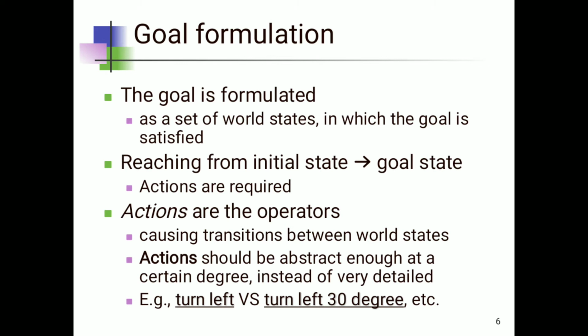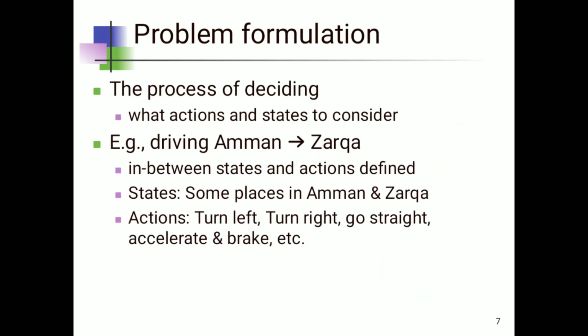Actions should be abstract enough to a certain degree instead of very detailed. We cannot give very detailed information about the action. It should be some sort of abstractive action. Example, turn left versus turn left 30 degrees. So turn left 30 degrees represents a very detailed description, and turn left represents an abstractive description. So we have to give some abstractive description to formulate the goals.